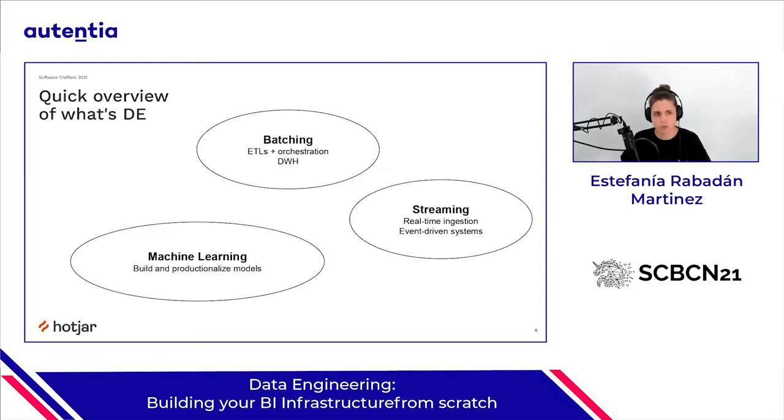And a bit more on engineering, we have 3 fields that we work on. The first one is batching, which is what we'll be talking about a bit more later. This is ETLs, orchestration, and data warehouses. This is usually used to build reporting and help people to understand the data in a batching process. It can be daily, it can be hourly, depending on the use case.